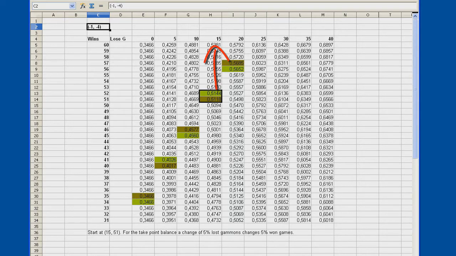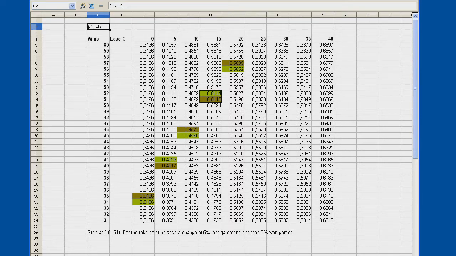Looking at the table, our take point is at 51%. Based on that, it's actually a really good rule of thumb to take if you're ahead and drop if you're behind. Of course, this only applies to positions close to the starting position.